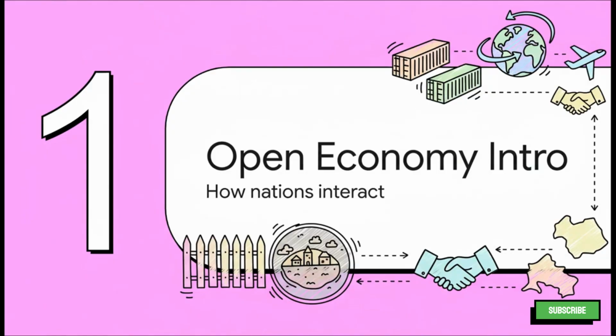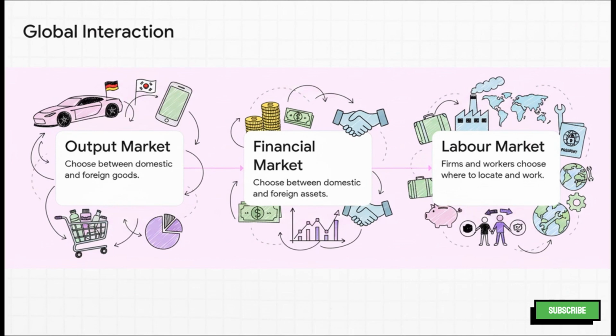Okay, let's start by laying the foundation. An open economy is pretty much what it sounds like. It's a country that doesn't live in a bubble. It's out there interacting with the rest of the world through trade and investment. It's the total opposite of a closed economy, which tries to do everything on its own. So how do these global connections actually work? Well, these interactions happen in three main arenas.